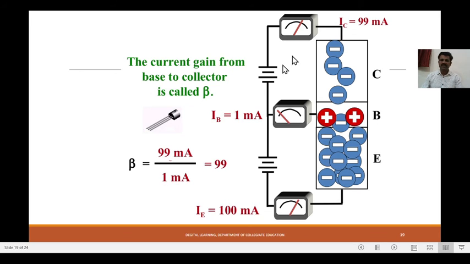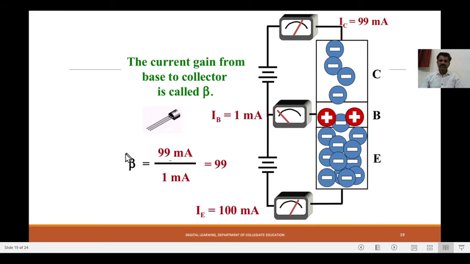The collector current. What is the input here? The base current. You are feeding into this. Hence the ratio 99 divided by 1 milliampere, the milliamperes cancel. The remaining will be 99. Hence the gain is considered to be 99.